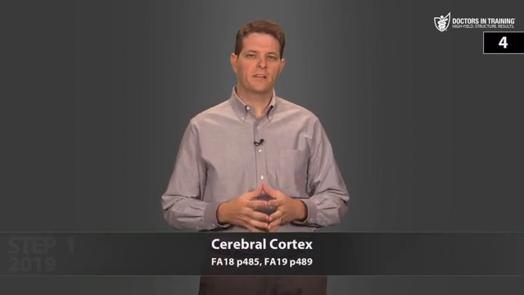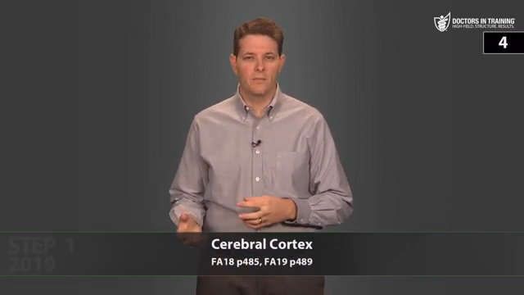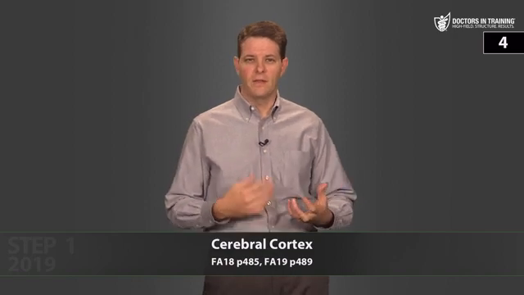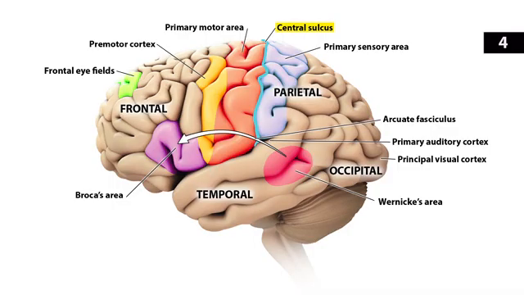The cerebral cortex can be divided into the motor cortex and the sensory cortex, and the landmark that divides it is the central sulcus. All of the motor cortex is located anterior to the central sulcus, just like the motor of a car is located in the front of the car, usually. And then the sensory cortex is located posterior to the central sulcus.